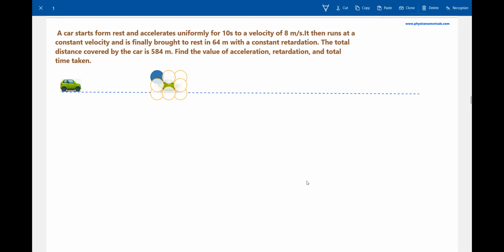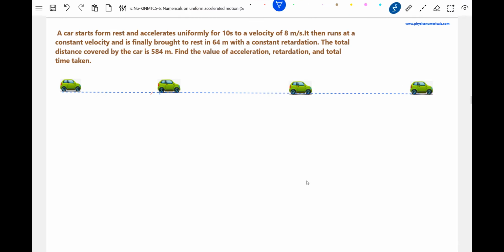And then it runs with a uniform velocity. And finally, it undergoes retardation and comes to rest. Okay, what all information we have, we'll tabulate here. This distance is 64 meters. For 10 seconds, we don't know this distance.